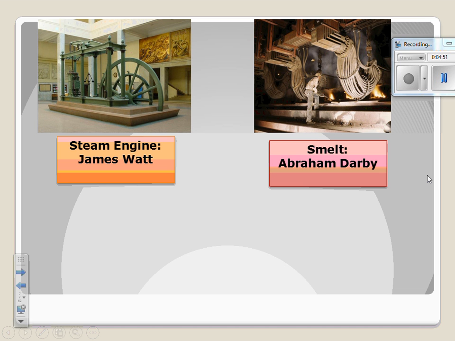Before the railroad industry can take off, you need both of these two inventions. You need James Watt's steam engine, obviously, and the smelting process helped perfect stronger railroads.